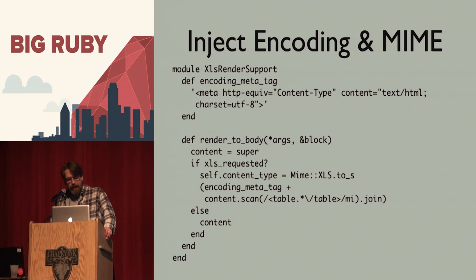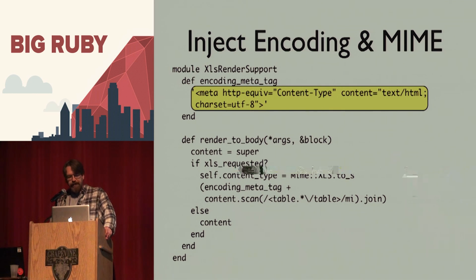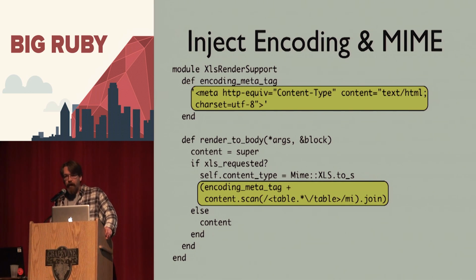Our last hack is to tell Excel what encoding is going on. So we've got to jack in this HTML encoding thing, and then we do the always recommended scanning of HTML with a regular expression, and prepend that with the encoding meta tag. This is also a convenient place for us to stick in our MIME type.